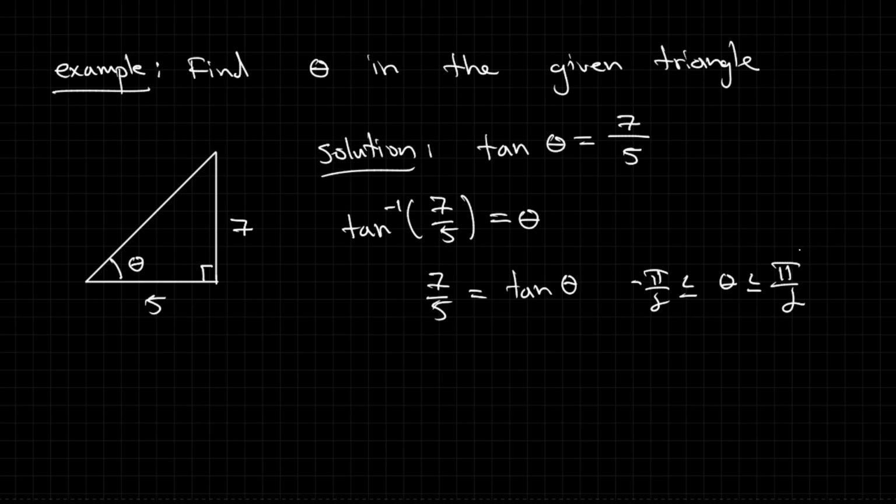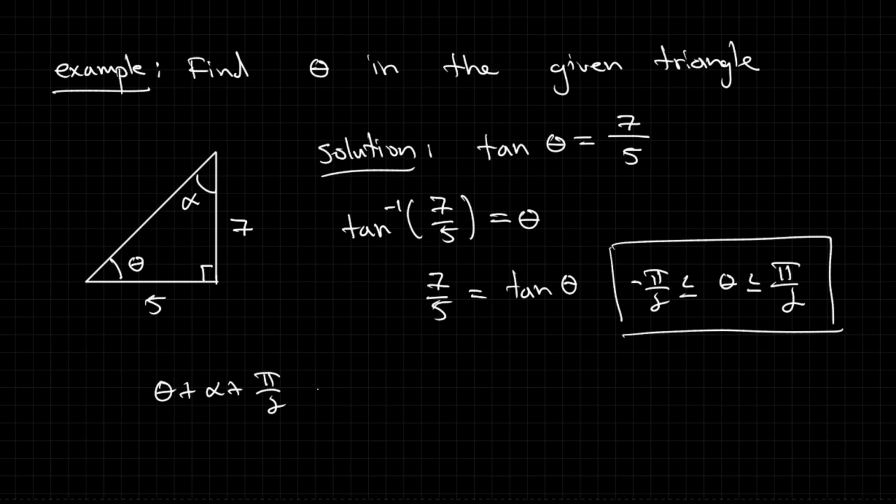However, when you're dealing with right triangles, this condition here is always going to be satisfied because the sum of the three angles in a triangle, let's call this one alpha, theta plus alpha plus pi over 2 has to be pi. Or in other words, theta plus alpha plus 90 degrees has to be 180 degrees, and so this theta here could never be larger than pi over 2. And it most certainly could never be smaller than minus pi over 2 because, well, theta would have to be bigger than or equal to 0 because it's the angle of a triangle.